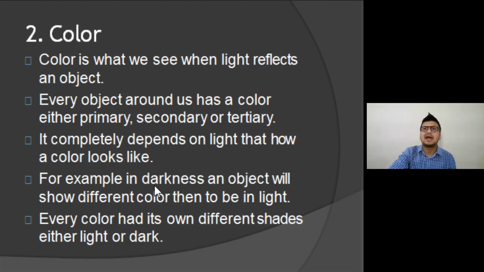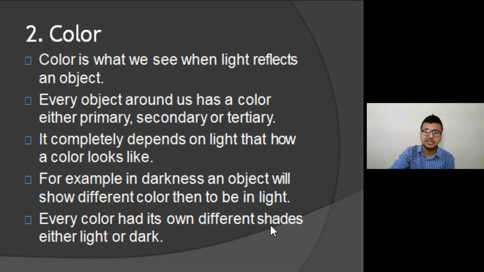See, if we have a brown color, if we throw more light, it will be light brown. If we throw less light, then it will be dark brown. So it completely depends on how light falls on the color. Next point, for example, in darkness, an object will show a different color than in light. Every color has its own different shades, either light or dark.